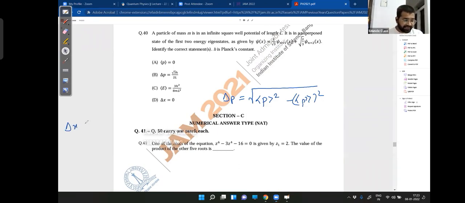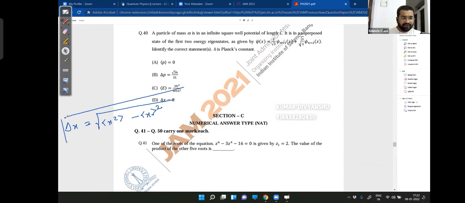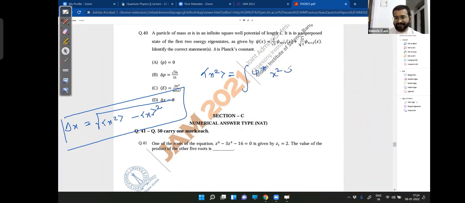So delta x is given by the square root of the average of x square minus the average of x, whole square. So this is the one that I have now written. Like I said, you have to calculate the expectation value of x square and then the expectation value of x, and subtract the expectation value of x, whole square, from the expectation value of x square. This is how we calculate the error. And how do you calculate the expectation value of x square? Integration of psi star into the operator of x square, which is x square, correct? Upon integration of psi star psi. So this is how we can calculate x square.